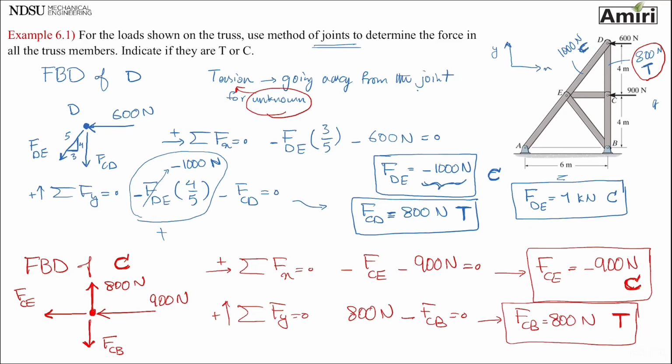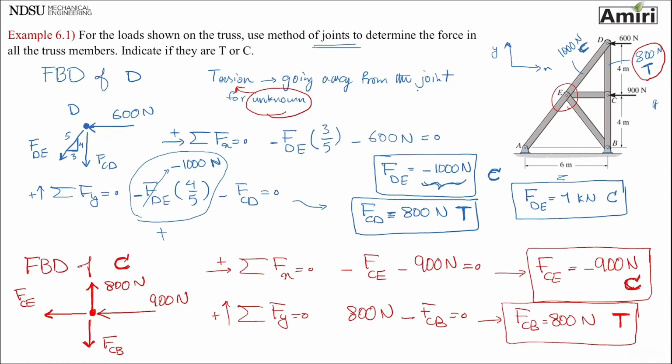Okay, let's move on to pin E. Drawing free body diagram of pin E. That is going to be my pin E. I have a known force of FDE. Let's look back here. FDE is 1000 Newton and it's a compression. Compression means pointing to the pin. It's a compression force of 1000 newtons pointing to the pin.